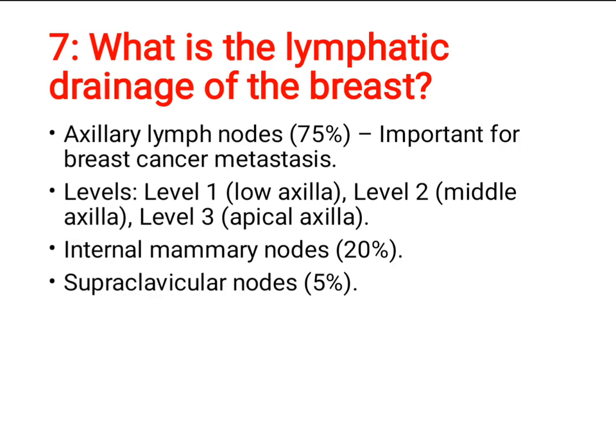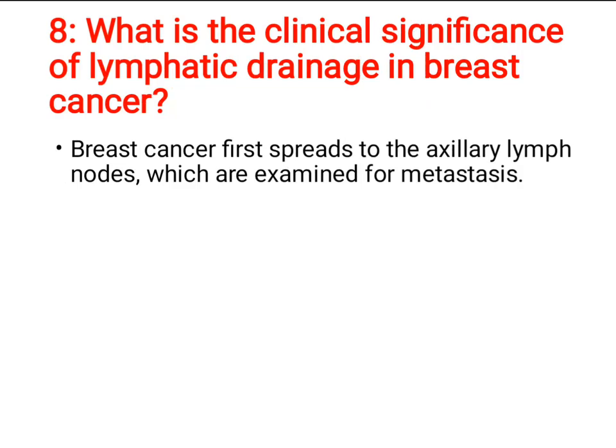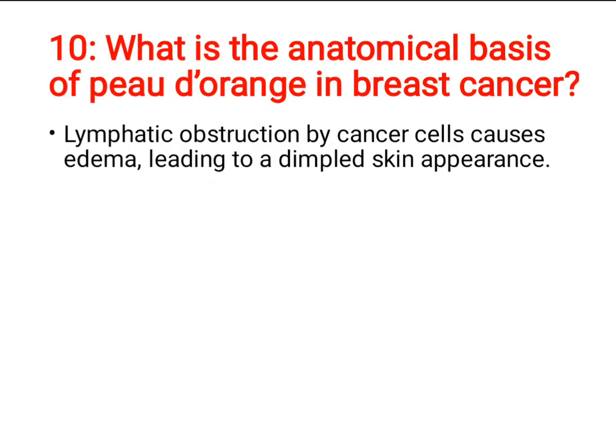Innervation. 9. What is the nerve supply of the breast? Anterior and lateral cutaneous branches of intercostal nerves. Supraclavicular nerves innervate the superior portion. Fourth intercostal nerve supplies the nipple. Clinical correlations. 10. What is the anatomical basis of peau d'orange in breast cancer? Lymphatic obstruction by cancer cells causes edema, leading to a dimpled skin appearance.